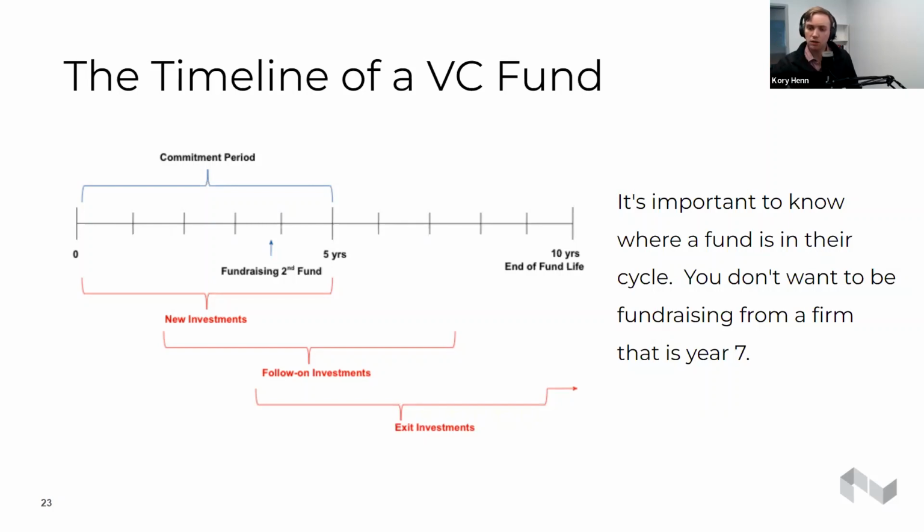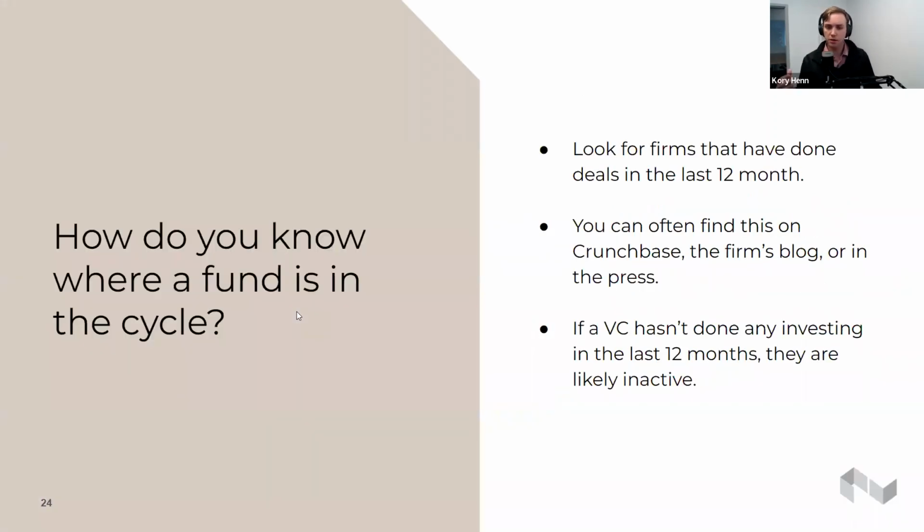So if you recall, the first checkbox in our checklist was looking for firms that have done deals in the last 12 months. The reason is that you want to be raising from active VC funds, right? If you try to raise money from a fund in year 7, they're not going to have any capital to deploy, or maybe they're in the middle of raising another fund and they're 2 months away from being able to deploy capital. You can often find out where a fund is in their cycle on Crunchbase, on the firm's blog, or in the press.